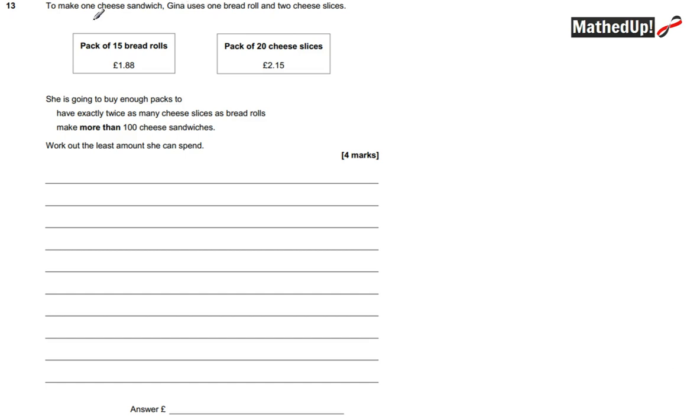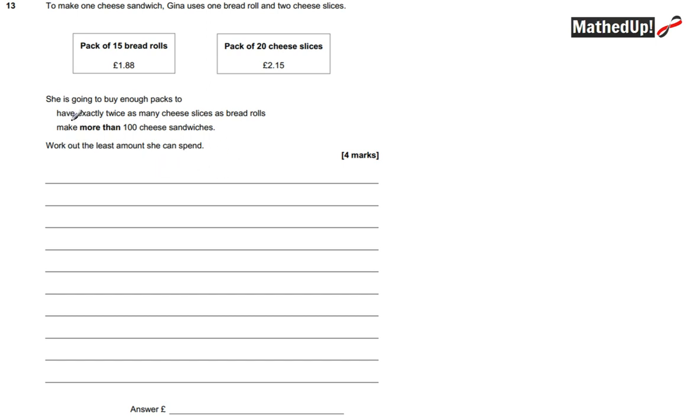Question number 13. To make one cheese sandwich, Gina uses one bread roll and 2 cheese slices. The bread rolls are in packs of 15 and the cheese slices are in packs of 20. She's going to buy enough packs to have exactly twice as many cheese slices as bread rolls. And she needs to make more than 100 cheese sandwiches. We need to work out the least amount she can spend.